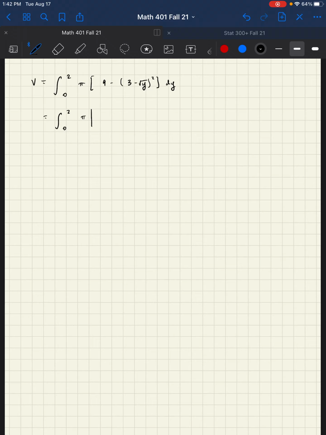So when we set this up, okay, let's simplify the inside here. From 0 to 2, pi times 9 minus 9 minus 6 root y plus y, dy. And so we'll end up with the integral from 0 to 2 of pi, 9 minus 9, those cancel out, so we're just going to get 6 square root of y minus y, dy.